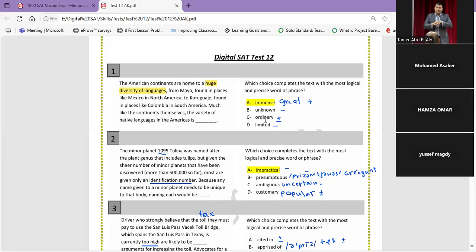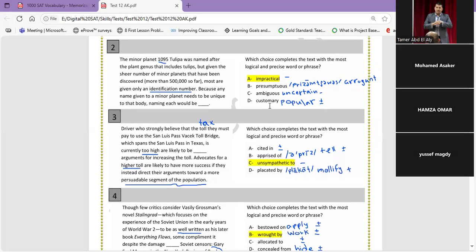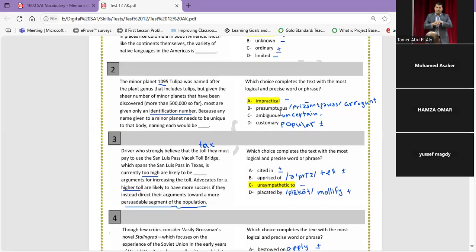Okay, if it's ordinary, no, it's not ordinary. How can a continent be ordinary if it has diverse languages? So it's going to be immense, something great. Second question again is vocabulary. I'm going to go again to whatever we mentioned, like the connotation, practical, negative. This word, we have it. We just studied it right now when I asked one of you.